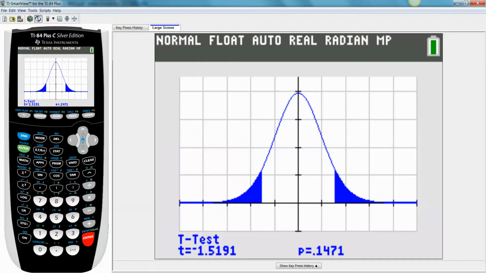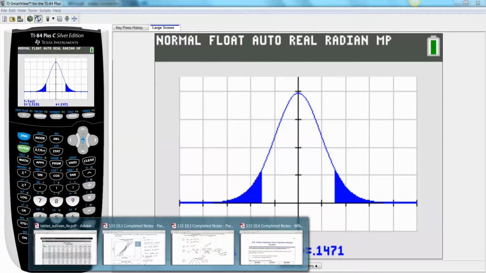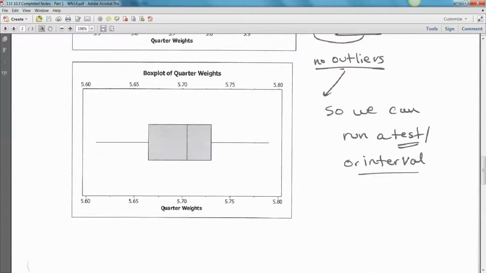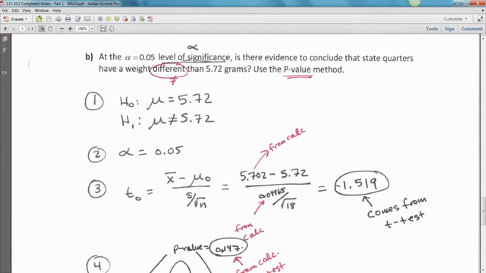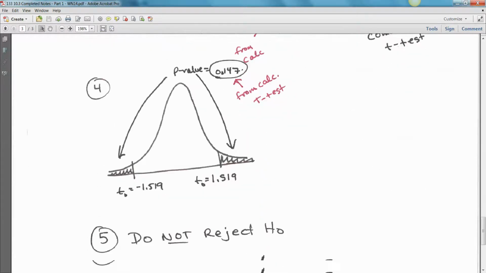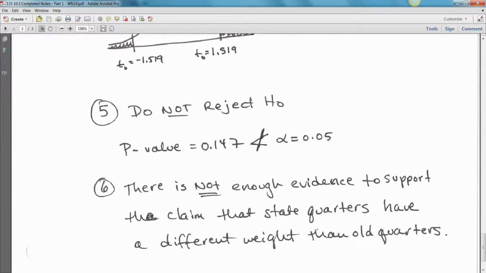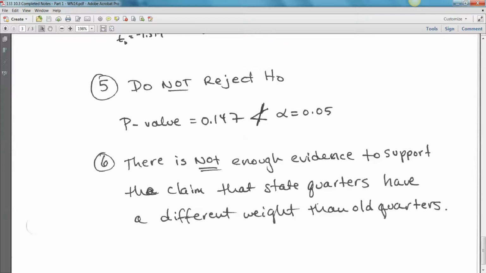All right, so there we go. And notice it's telling you again the p-value is 0.147 and the t-test statistic is negative 1.519. All right, so that's how to get the calculator to help you with the p-value method. Very, very helpful. The p-value method is basically how all computers and calculators work, which is why it's so useful. It's kind of the modern way to run tests. Since our p-value is not small, we don't reject, blah, blah, blah.